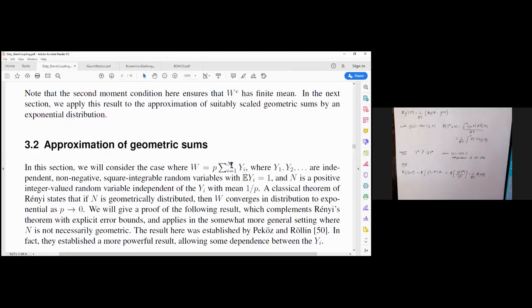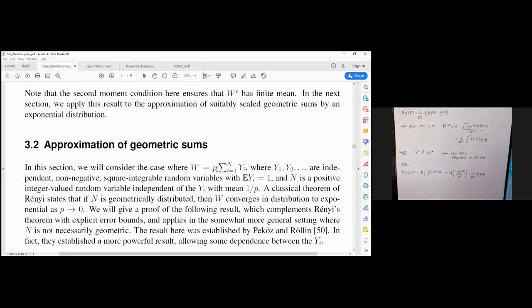We've got a sequence of IID random variables. I'm taking the sum of N of these things, where N now is not a fixed number. It's a geometric random variable, which takes values 1, 2, 3, 4, and so on, independent of my sequence of Y's. So all the random variables I'm writing down there are independent of each other. And if we suppose that geometric random variable has parameter p, in other words it has mean 1 over p, then there is a very well-known classical result of Rényi from the 1950s that says that if I scale this geometric sum by multiplying with p and then let p go to 0, then that's going to look more and more like an exponential random variable.